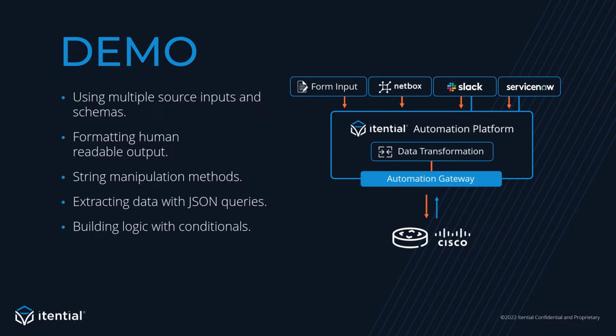But of course, data transformation is a critical part of any automation. So for that, we will be using integrations from forms, from NetBox, from Slack, from ServiceNow. These are the most common systems that we integrate with, because these are the most common systems that we see our users and prospective customers asking about. That being said, we do integrations with all kinds of systems, so it's certainly not limited to that.